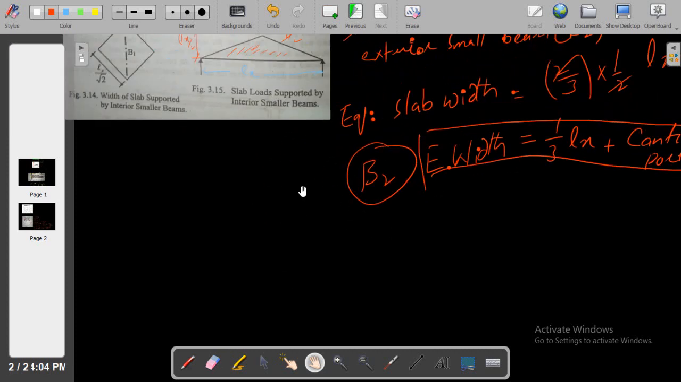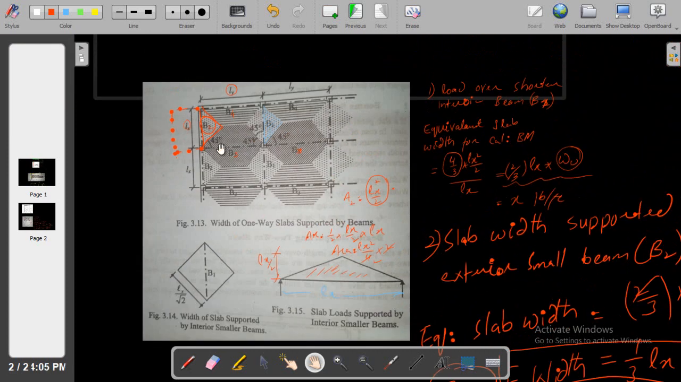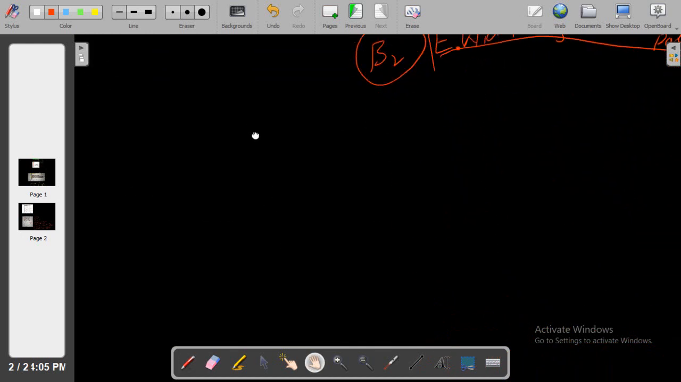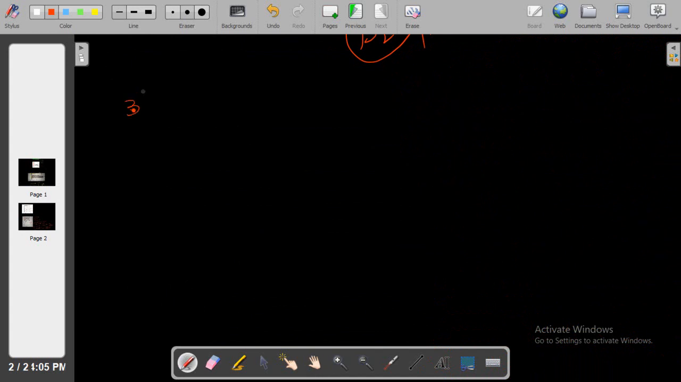And similarly for the longer case, you can see here for B3 and B4. Here we can see that for B3 we have 2 trapezoids, while in B4 we have 1 trapezoid. So we have to find out the area of this trapezoid, multiply that area by the factor, and then divide it by the length of the beam. So we will get the equivalent slab width. This is important. So this is case 3.